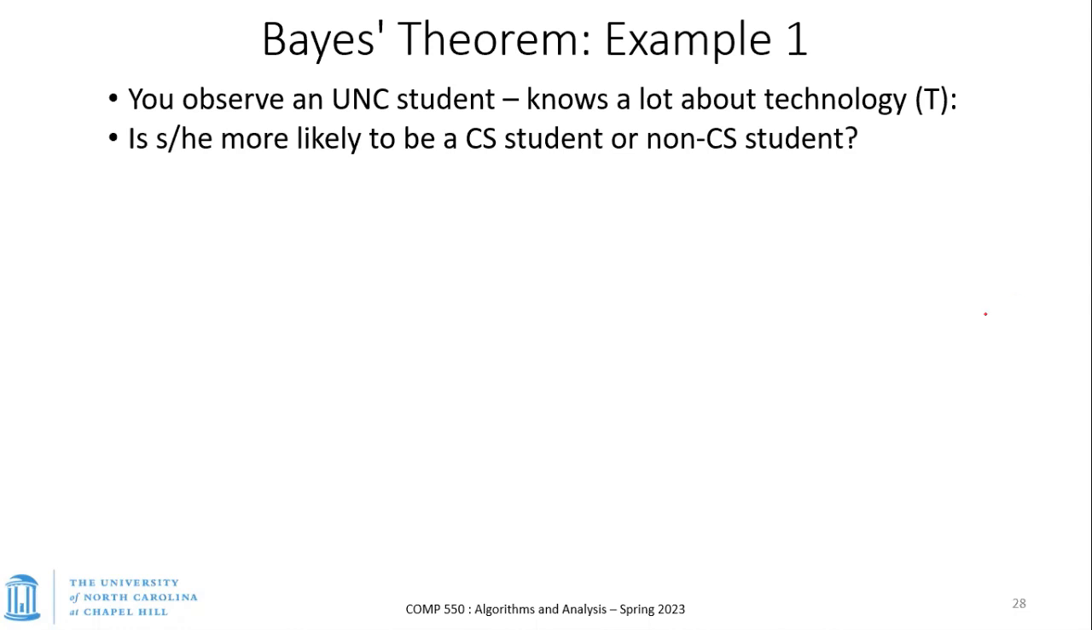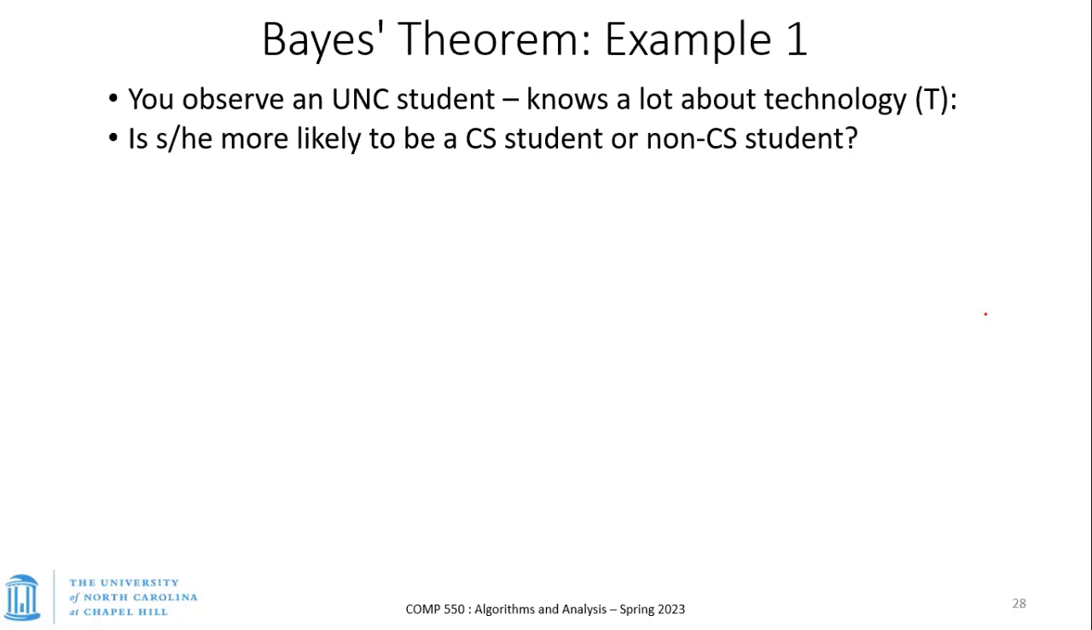So the question is, somebody tells you you found a student. You don't know if he or she is a computer science major. All you can see, just by speaking to them, is that they know a lot about technology. So now you go back and you're wondering, that person I just spoke to, was he or she a computer science major or not? You go in the evening and try to use Bayes' theorem to figure this out.